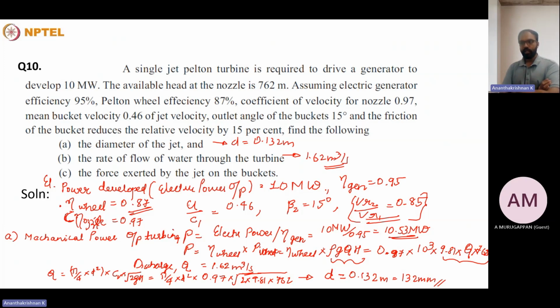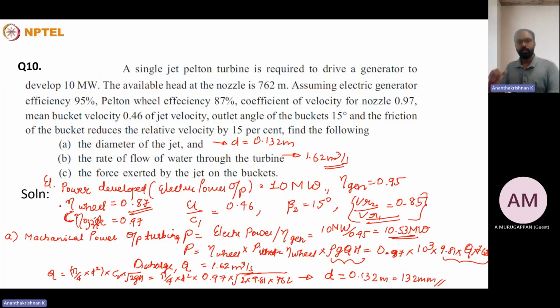The whirl component of the velocity at the inlet is same as that of the absolute velocity, and the whirl component of the velocity at the exit is the difference between the blade bucket velocity at the outlet minus the horizontal component of the relative velocity. So that will give the change in velocity of the water in the flow direction or in the tangential direction. So the force exerted will be in a tangential direction, and we have to take the corresponding change in the velocity of the fluid in the tangential direction.